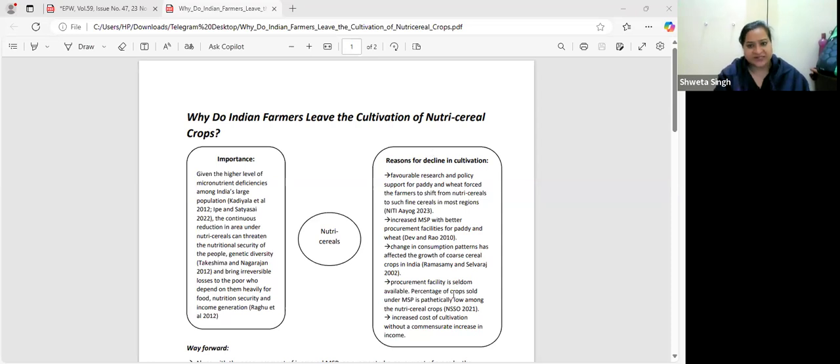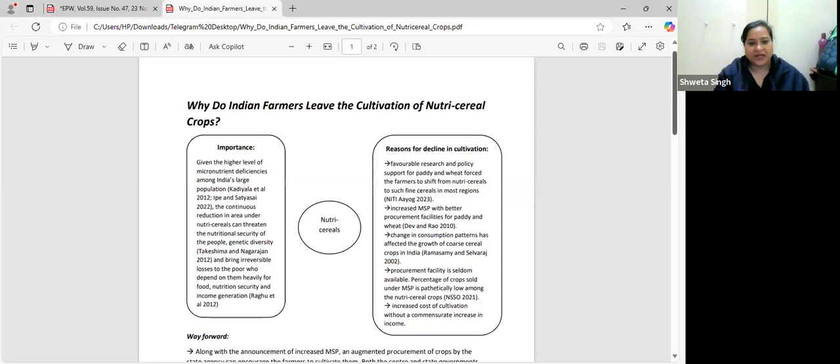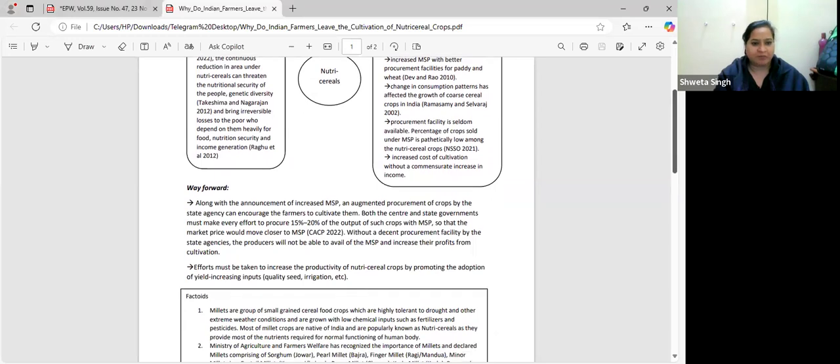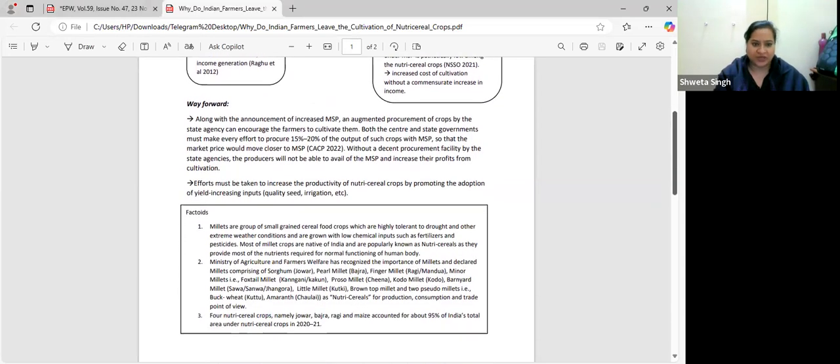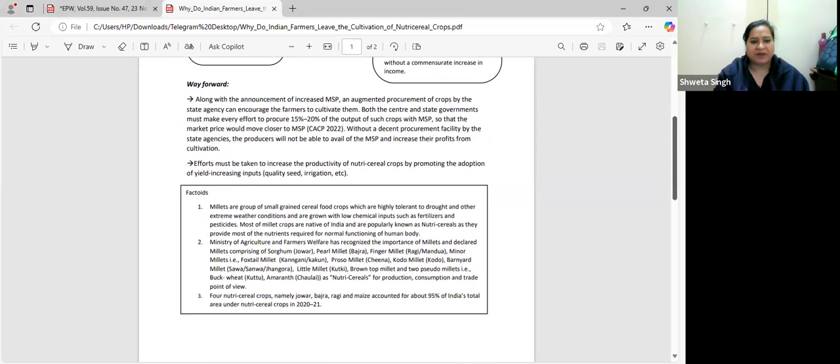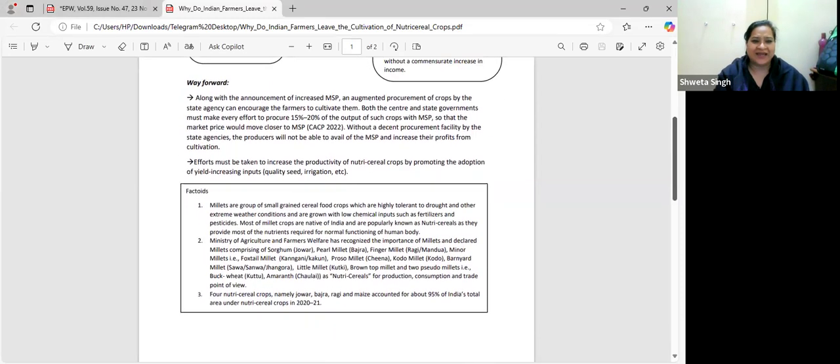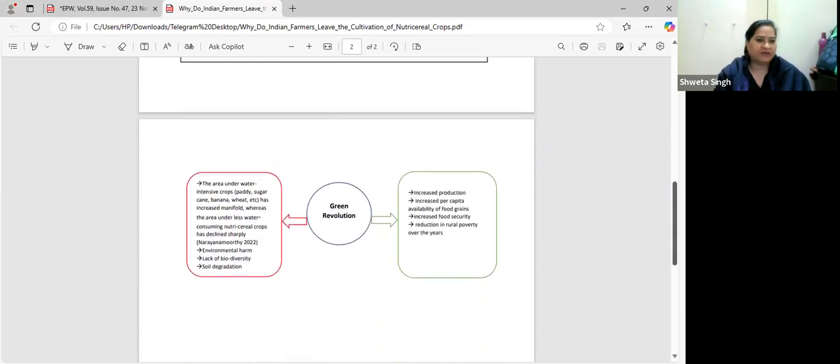And then what are the reasons for decline in cultivation? Then the way forward, what should be taken up, and certain factoids also that she has just added. So she said, ma'am, I just took the intellectual liberty of adding a few extra points from other sources that I had read in GS. I was like, good. And then with respect to Green Revolution.